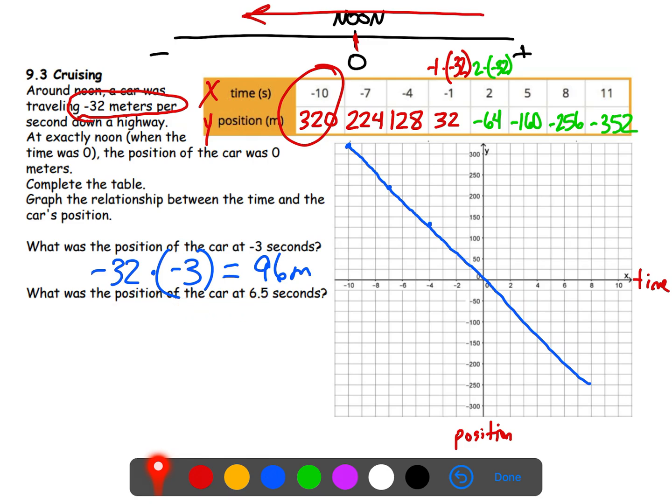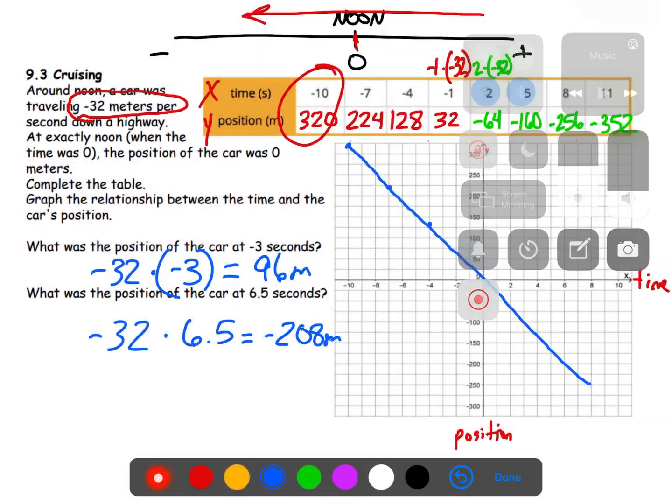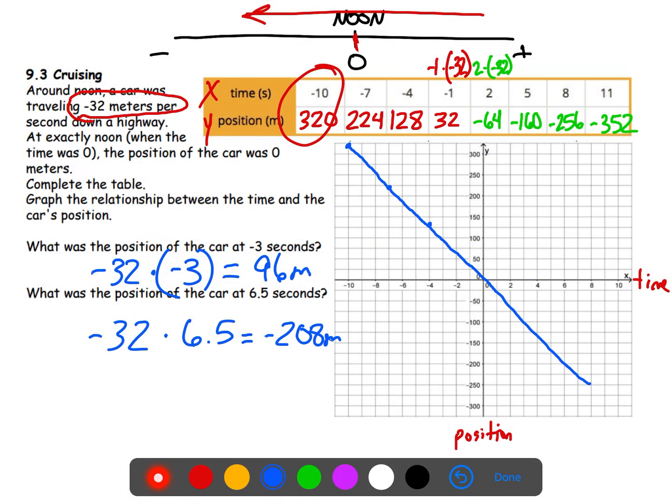And what's the position of the car at 6.5 seconds? Well, we just set it up by multiplying the velocity times now the positive time, that's going to put us down here into the negative position. At 6.5 seconds, we're going to be down here around negative 225, it looks like. So if we actually multiply that, we get negative 208 meters. All right, we are moving along.